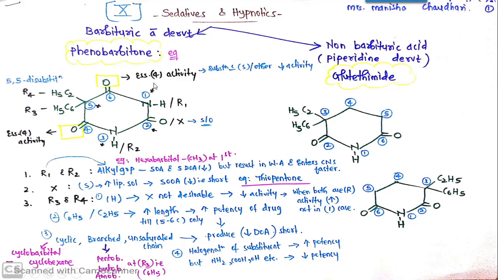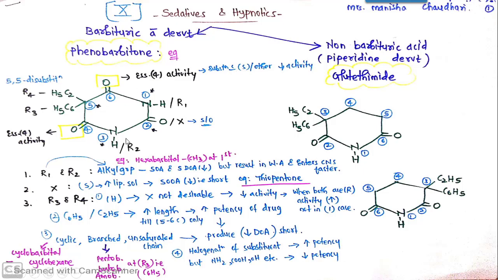Double bond O is very much essential for the activity, whereas this double bond O can also be substituted with sulfur. Okay, so substitution with sulfur, the example is thiopentone, where double bond O is replaced by sulfur. Substitution with sulfur will increase the lipid solubility and any other heteroatom will decrease the activity.